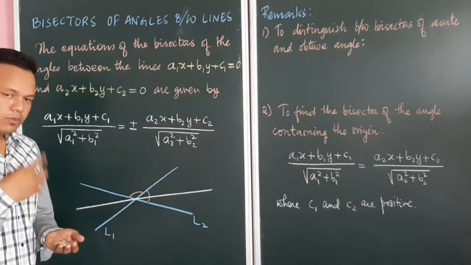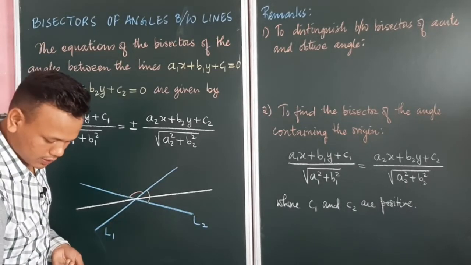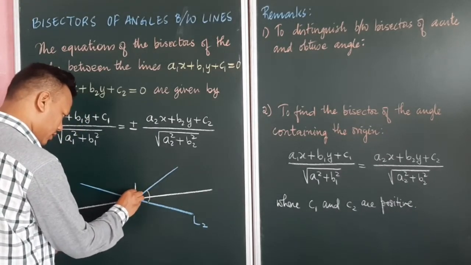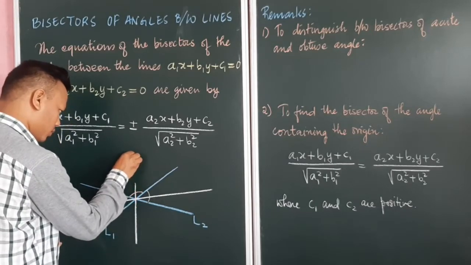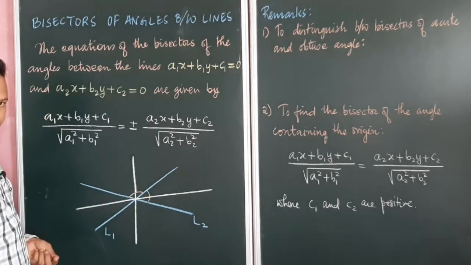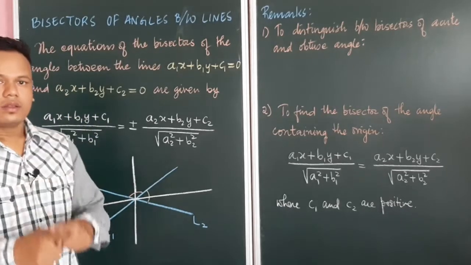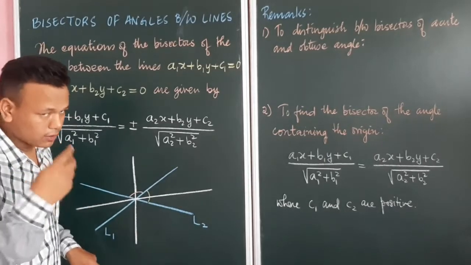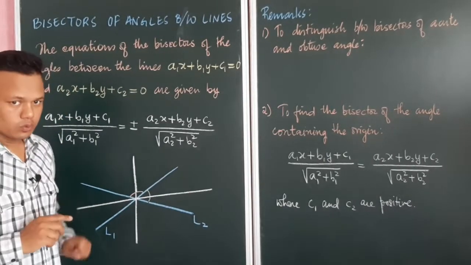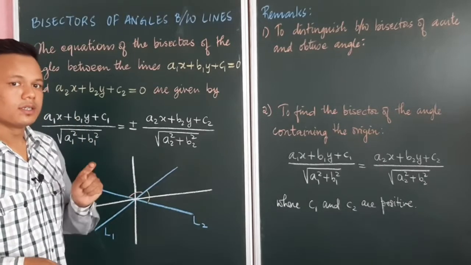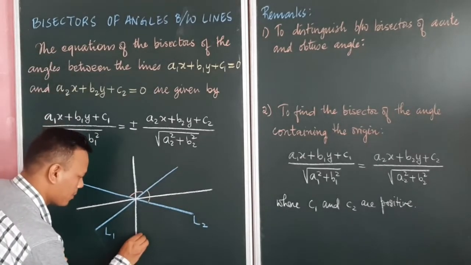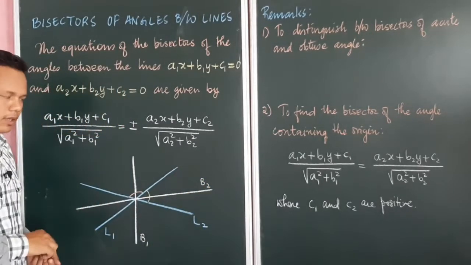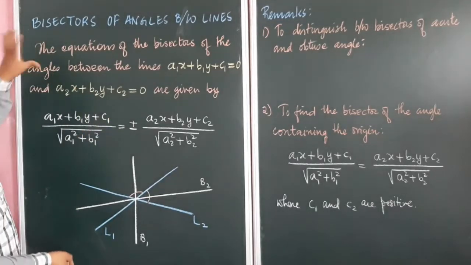But there will be one more angle possible, that is this one, isn't it? If I bisect this angle, then this will also be a bisector. So basically when two lines L1 and L2 are intersected, there will be two angles formed. If you want to bisect those angles, there will be two bisectors available. Let me call this bisector 1 and this bisector 2. Fine, so that's what is given out here.